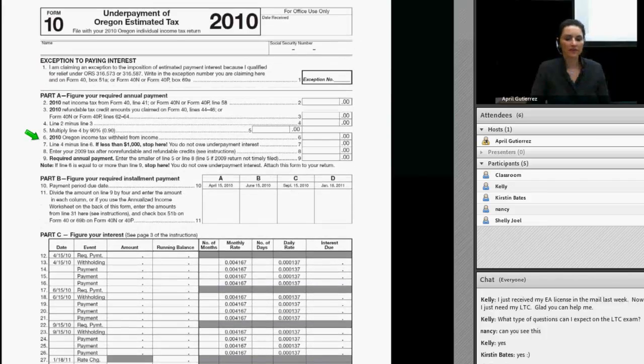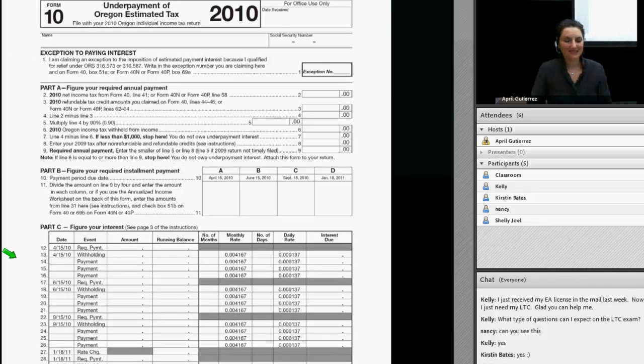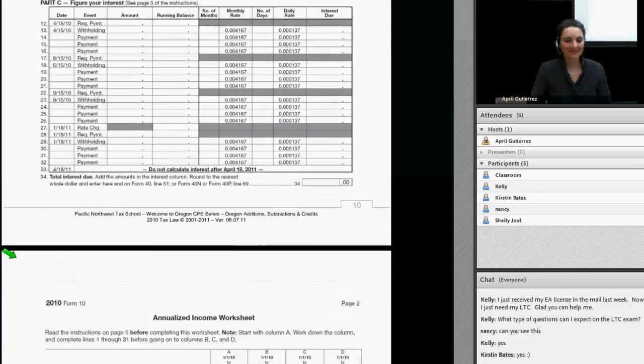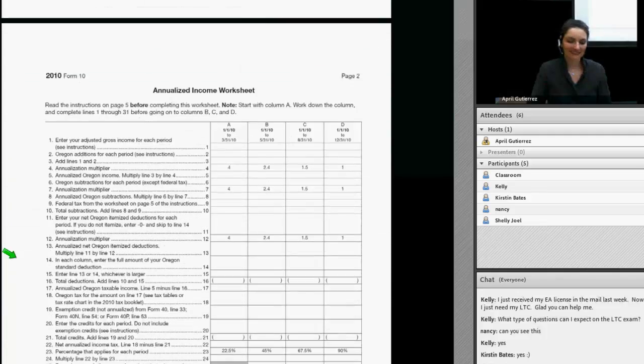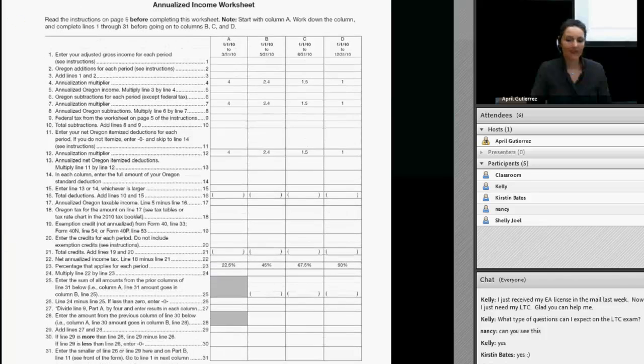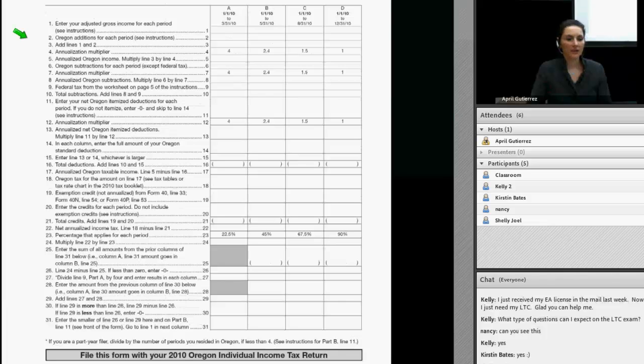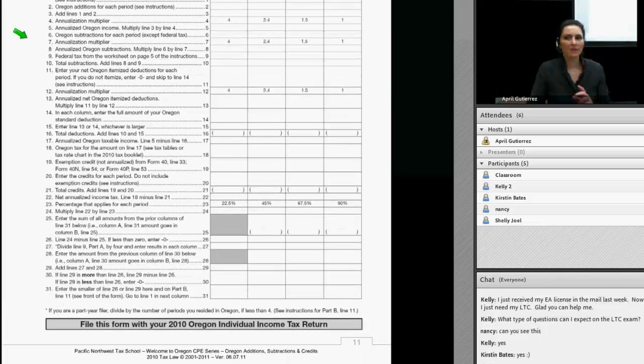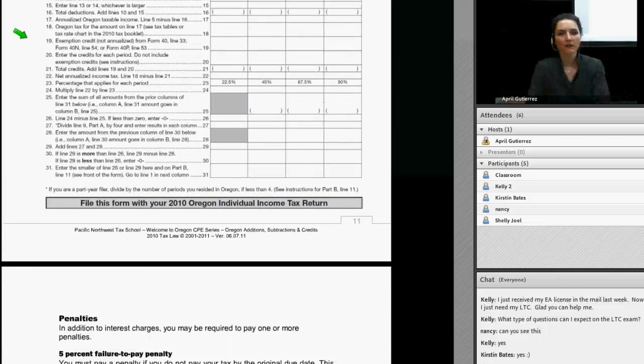Here is Form 10. And you can see that Form 10 has lots of numbers on it for calculating the interest owed on late payments. And on page 2, you have space for figuring the annualized income. And this is the sheet that I tend to fill out more commonly when I do need to annualize income for a client who had income that was unequal throughout the year and was not required to pay estimated tax in some quarters, but was required to pay it in other quarters.